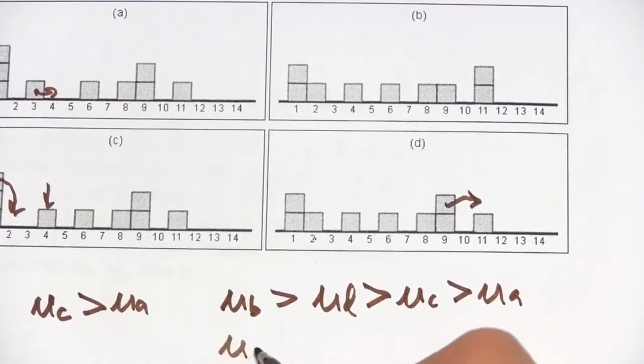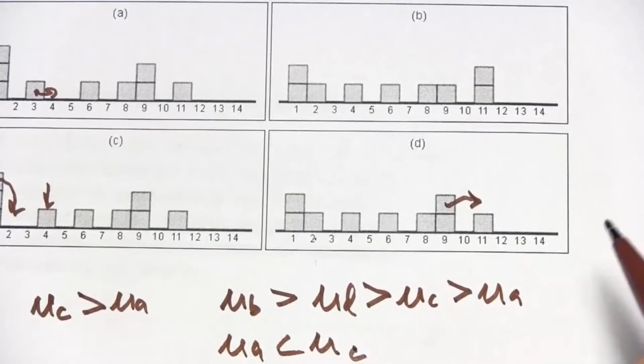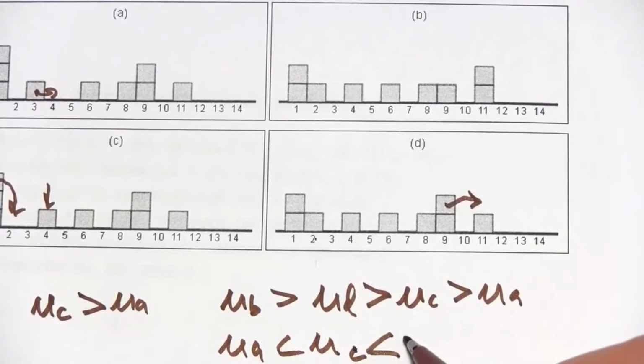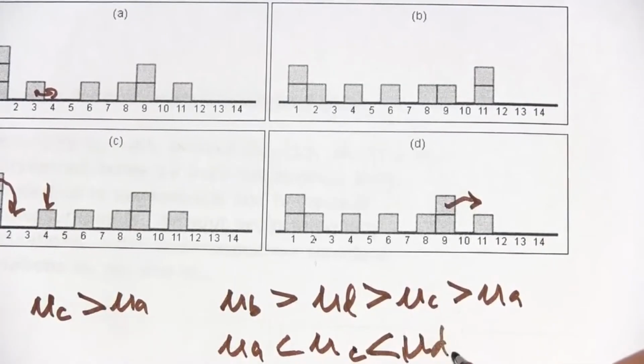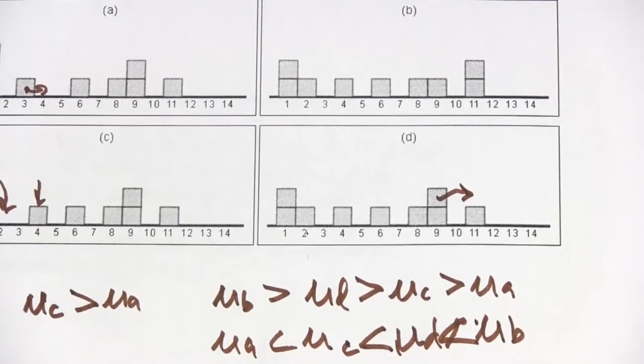We could write this the other way too. We could say mu sub A is less than mu sub C, which is less than mu sub D, which is less than mu sub B. So that's a little bit of work with comparing means without calculation.